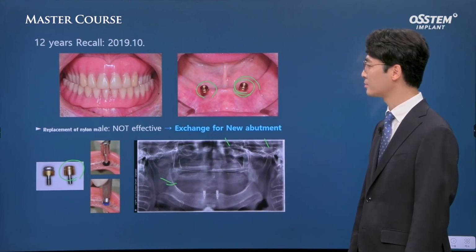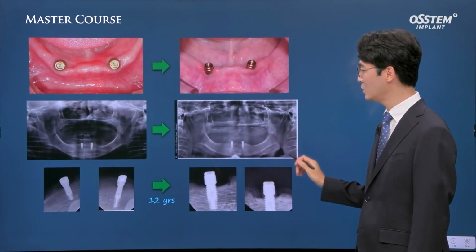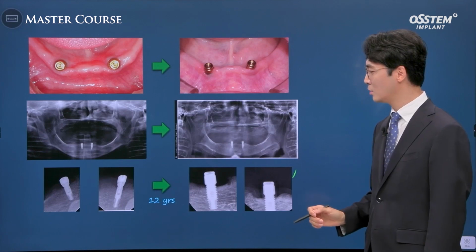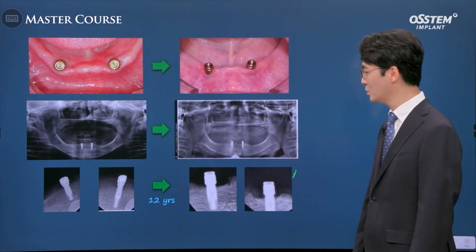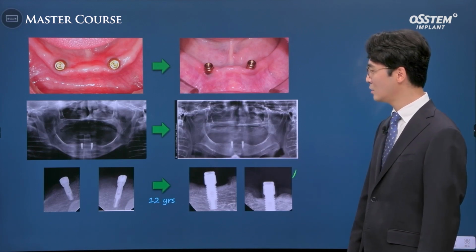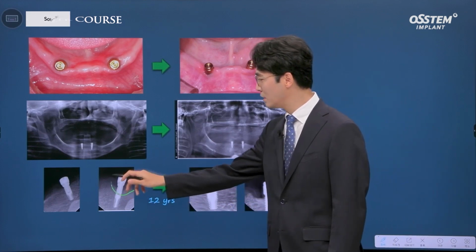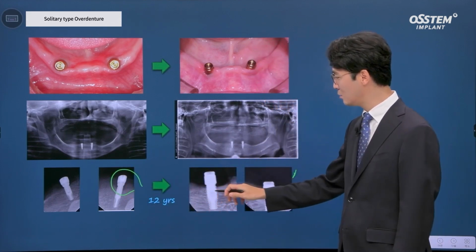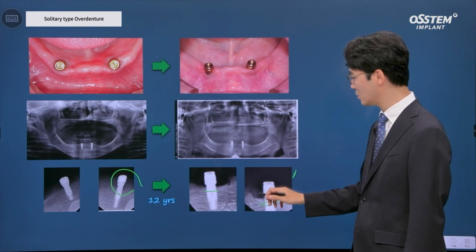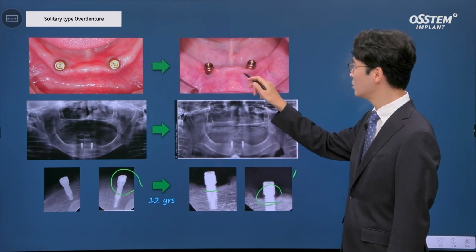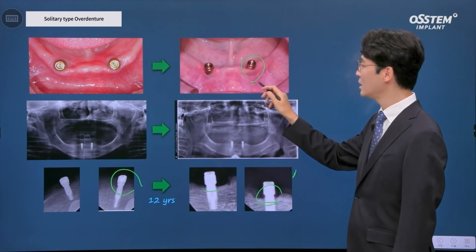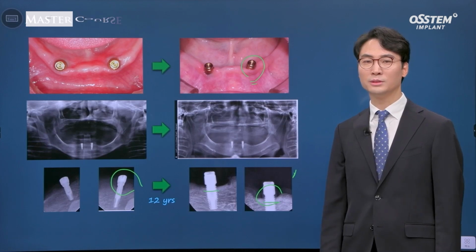This was how it looked after 12 years. The patient continued to use it nicely. So it's been 3 more years, so the patient has been using it for 15 years. Although it is an external type implant, of course there's marginal bone loss up to the second thread, but despite recession, the patient continues to use it nicely in terms of function.